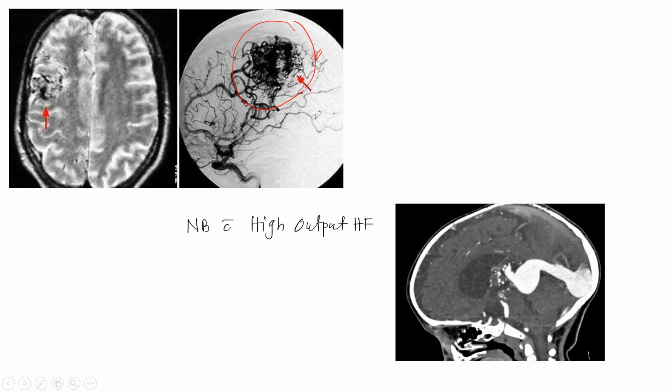So this is one important question. A newborn presenting with high output heart failure, and the imaging shows this. This is basically a vein of Galen malformation. This is the vein of Galen, and this is the AV malformation, and it can cause high output heart failure in newborns. So that is all about AV malformations.